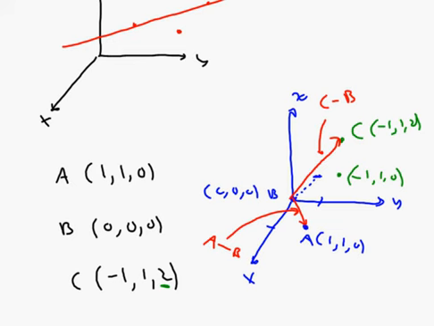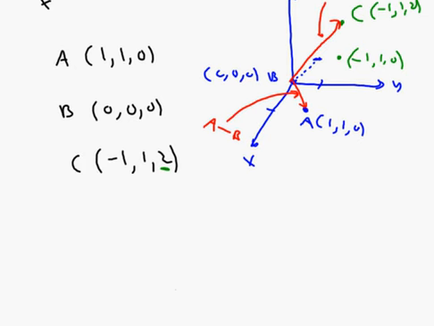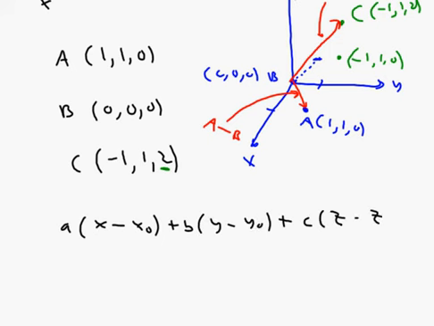Okay, so now what? Well, I know the equation of a plane in general looks like this. It's A times (x minus x0) plus B times (y minus y0) plus C times (z minus z0) equals 0. So this is from the dot products, right? Where x0, y0, and z0 are the coordinates of a point that the plane goes through.